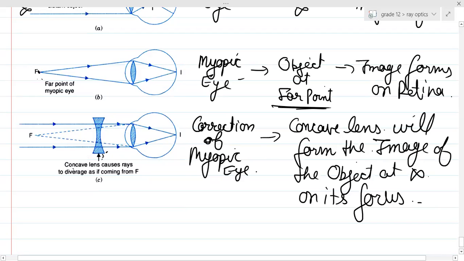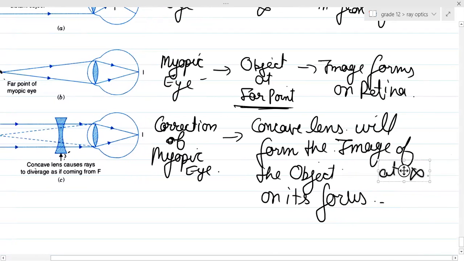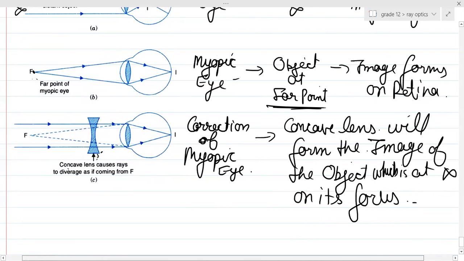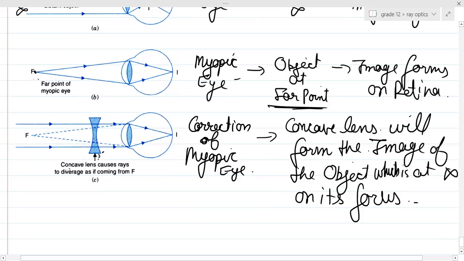A concave lens will basically form the image of the object which is at infinity on its focus. Everyone understands this, right? Basically we know a concave lens does this thing. The image of this thing will be formed here, a virtual image.